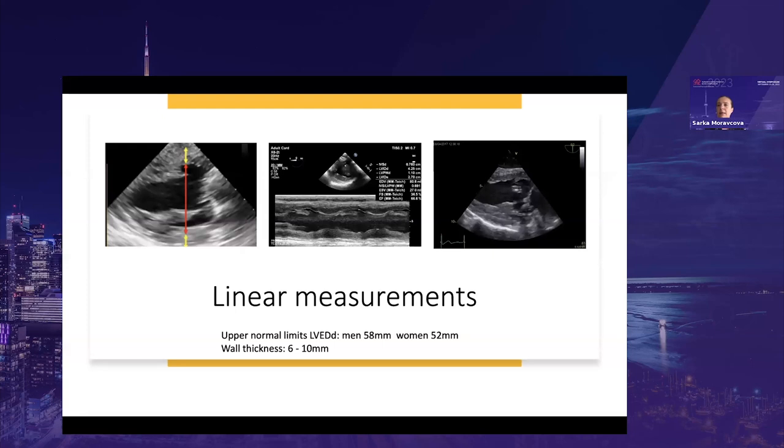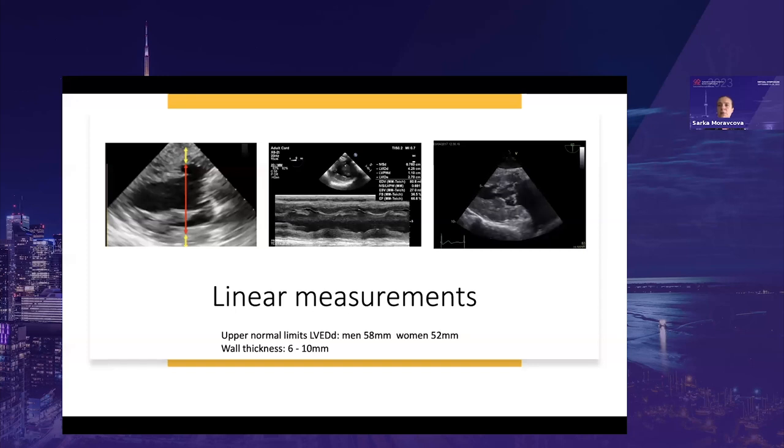The ASC recommends measuring left ventricle dimensions, wall thickness, and left ventricle volumes. So starting with the linear dimensions, the left ventricle dimension and wall thickness can be measured in transesophageal echo in transgastric mid-papillary view using M mode, measuring the left ventricle end diastolic diameter and left ventricle end systolic diameter. Here are the upper normal limits. Left ventricle end diastolic diameter for men is 58 millimeters, for women it's 52 millimeters. And the normal wall thickness is between 6 to 10 millimeters.